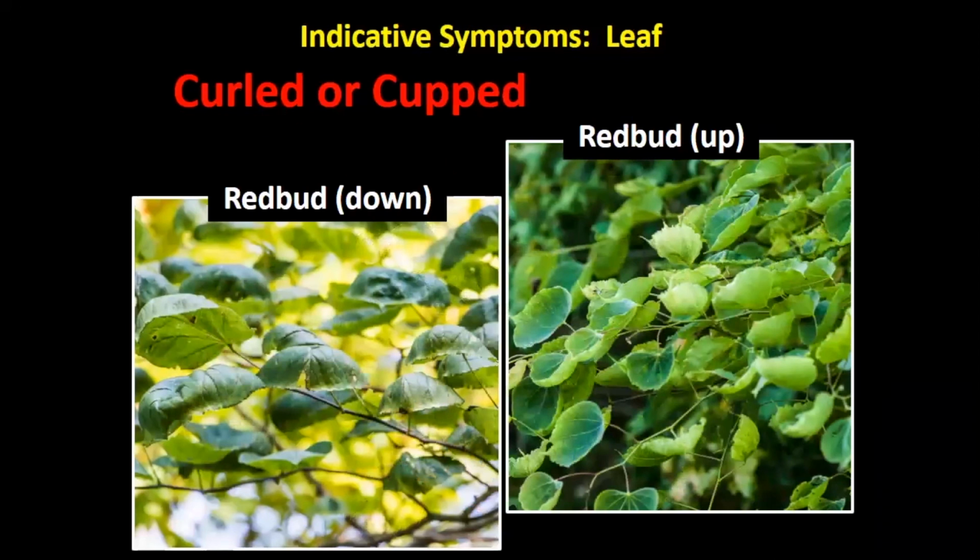And finally, this slide illustrates an interesting point: while everything that we've looked at so far shows curling or cupping downward, which is what we see on the redbud on the left side here, that curling and cupping in some instances can occur upward as well, and you can see that on the redbud on the right-hand side here.